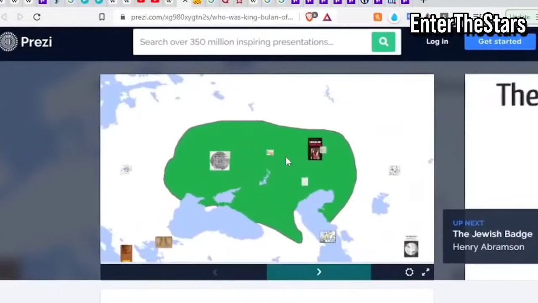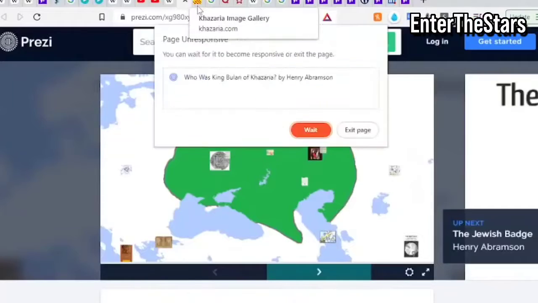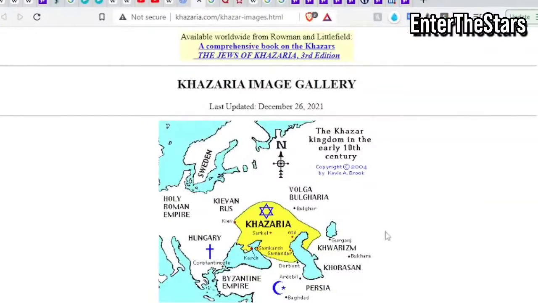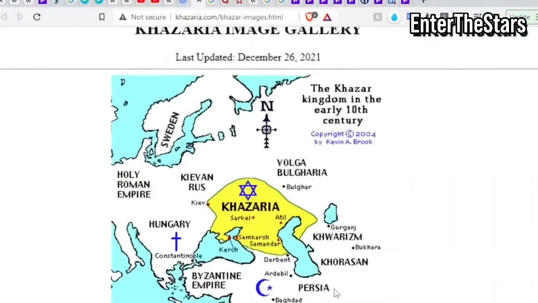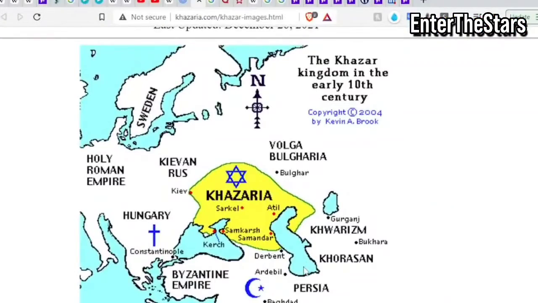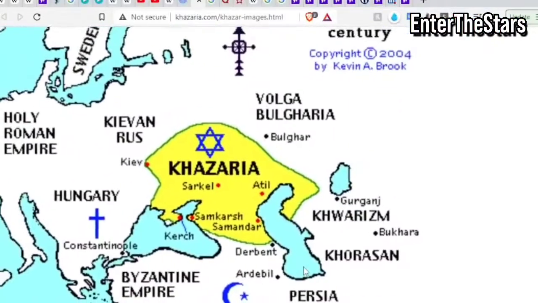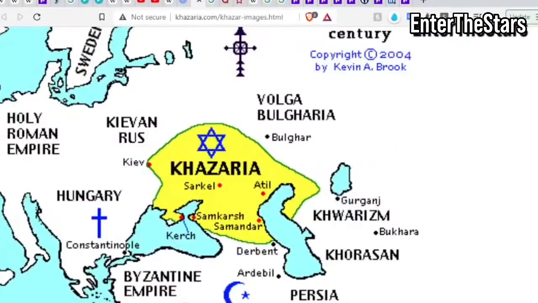Here's another map of the former Khazaria under King Bulan. And as you can see, once again, the boundaries overlap the UK crane. Here's another image as well. You can see the same boundaries. So these are old maps.